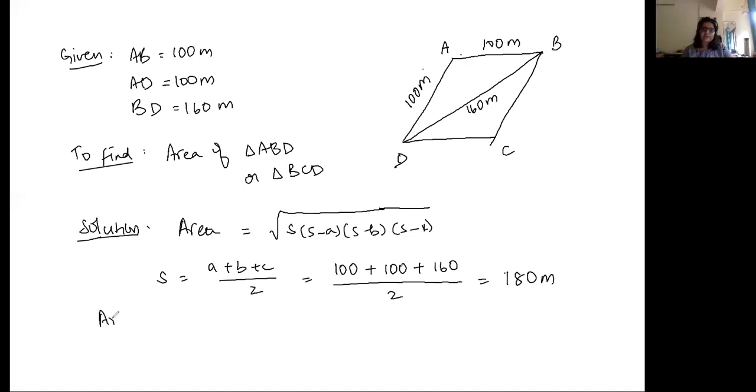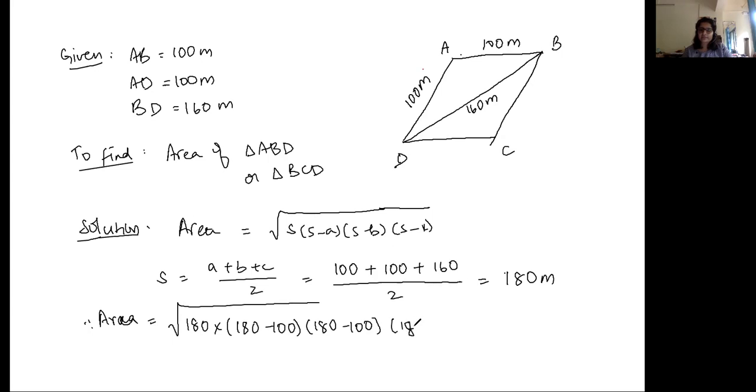So area will be, therefore area will be equal to root of 180 into s minus a, which is 180 minus 100, then 180 minus 100 into 180 minus 160.